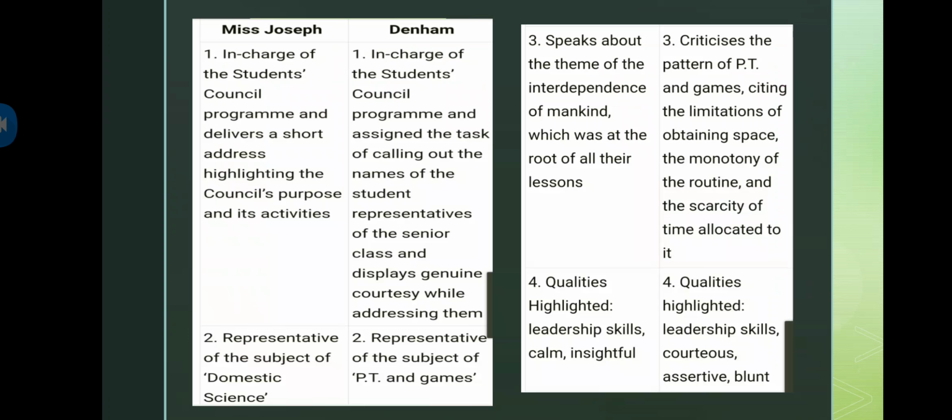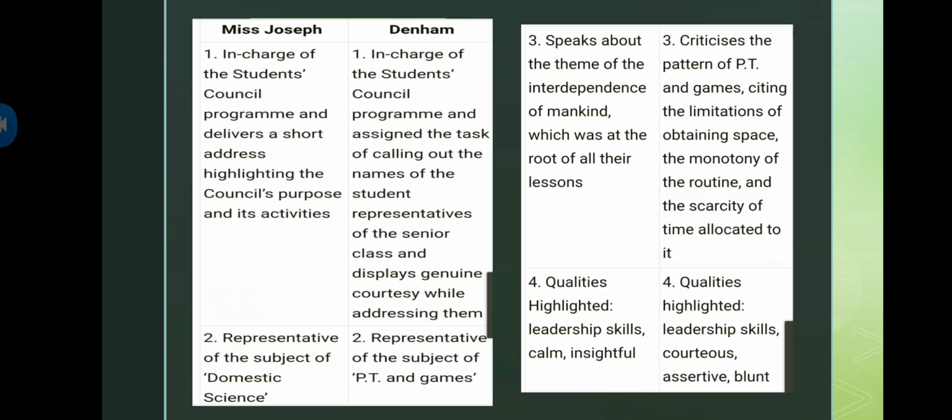So Miss Joseph was in charge of the Students' Council program and delivers a short address highlighting the council's purpose and its activities. At the same time, she is in charge of the Students' Council program and assigned the task of calling out the names of the students, representatives of the senior class, and displays genuine courtesy while addressing them.